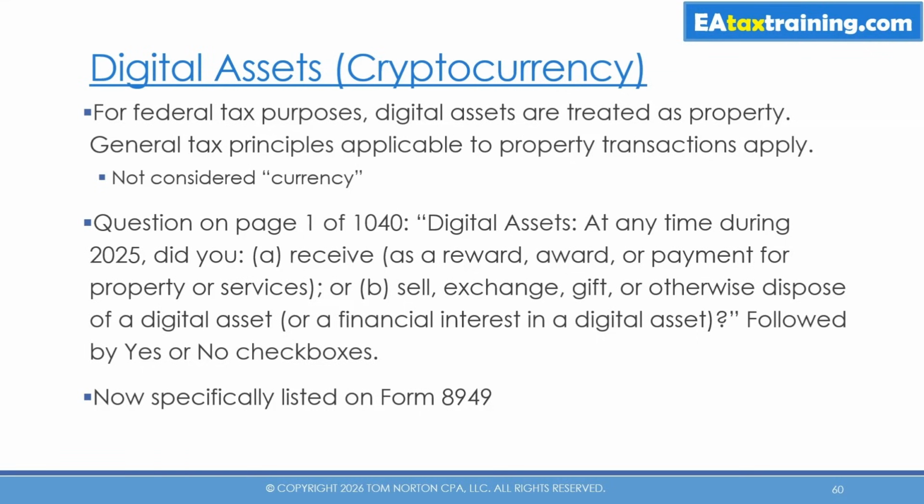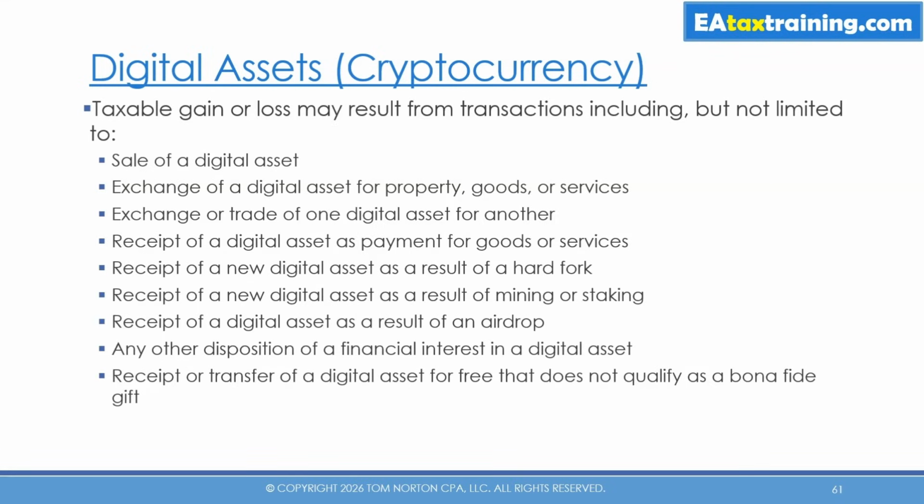You will remember on page 1 of the 1040, you've got that checkbox where you have to declare whether or not you had any of these digital asset transactions. And then also remember, just from this video, we looked at the 8949, and it now has a place on there. We have to check the box and report any of these transactions right on the 8949, which then goes to the Schedule D.